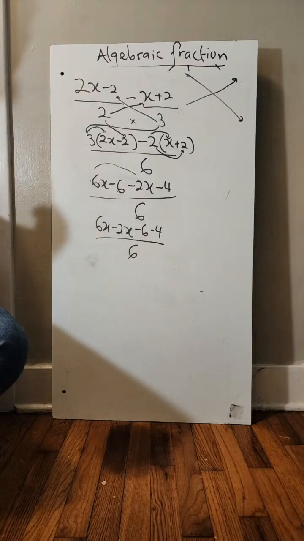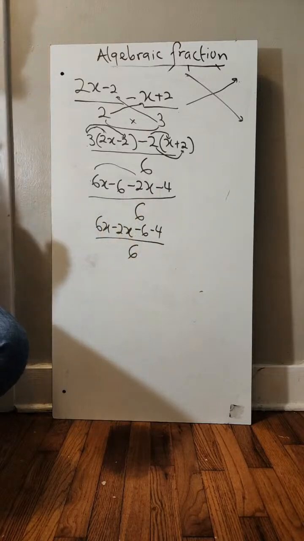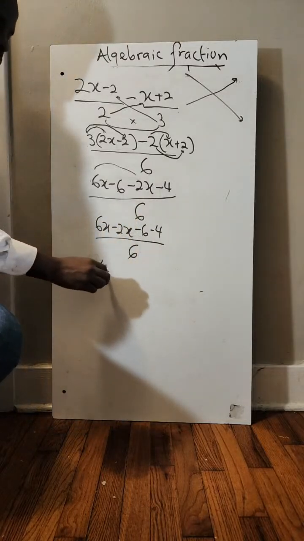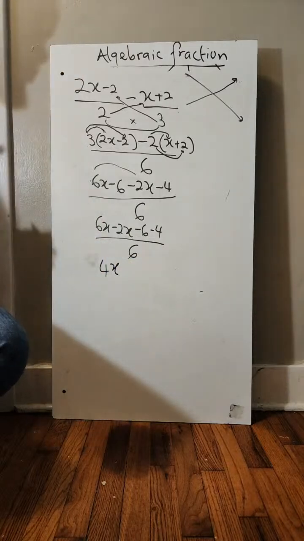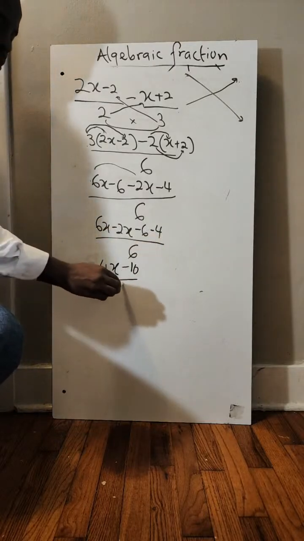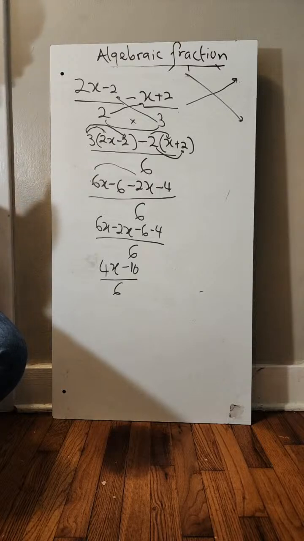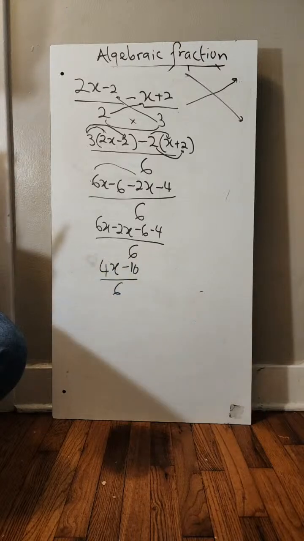And the next thing to do from here is 6x minus 2x, which gives 4x. Negative 6, negative 4. This gives negative 10 over 6. If you have a look at this, you can decide to stop. But if you want to simplify further, what do you think you can do? Can anybody put this in the comment section? Any suggestion? What do you think we can do?